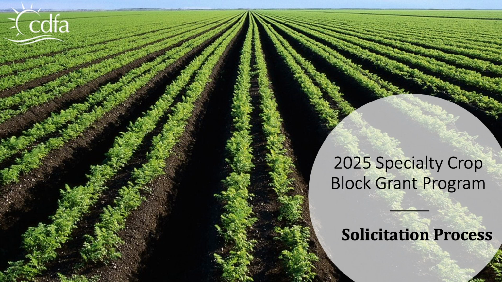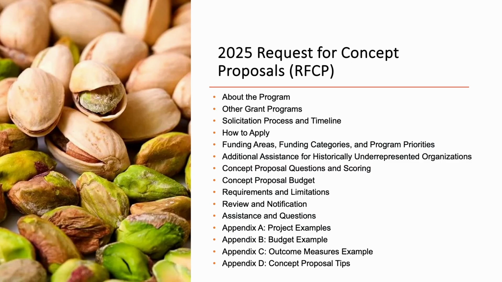This first presentation will cover the solicitation process and will provide an overview of the entire grant solicitation process. In preparing to submit a concept proposal, the first and most important thing to do is read the Request for Concept Proposals, or RFCP. What we are reviewing today is covered in greater detail in the RFCP for the program. The areas covered are listed here and include information about the program, the solicitation timeline, how to apply, and frequently asked questions.